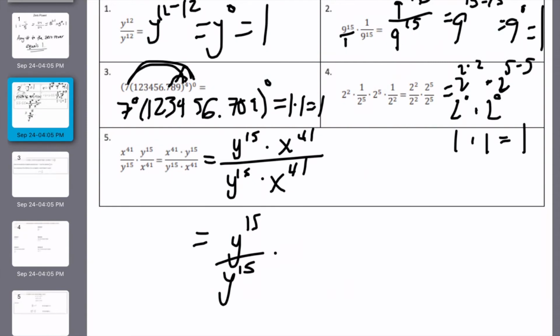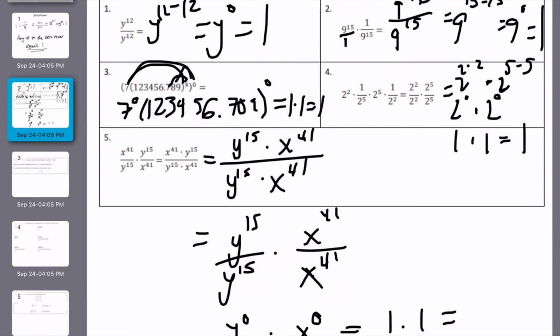So y to the 15th over y to the 15th times x to the 41st over x to the 41st. So this is y to the 0 times x to the 0, which is the same thing as 1 times 1, which again my answer is 1. So that's just a bunch of examples there that show you that anything to the 0 power, any number, any variable is going to give you 1.